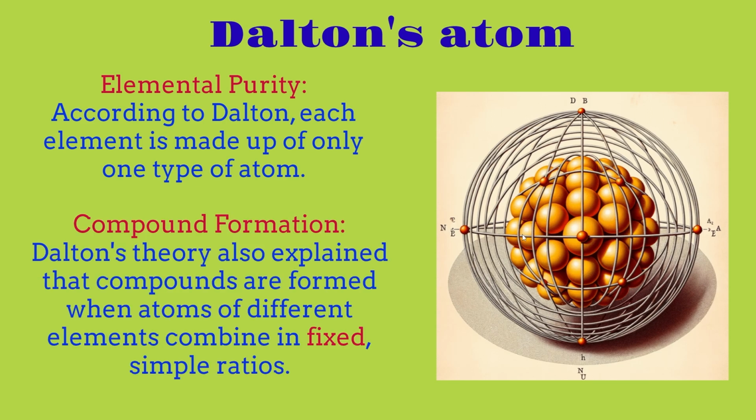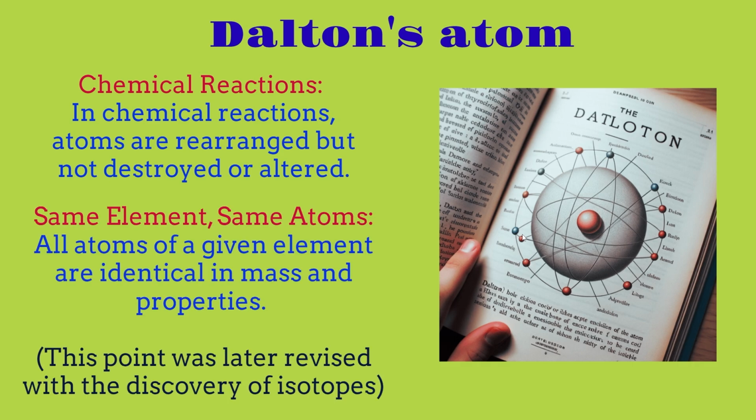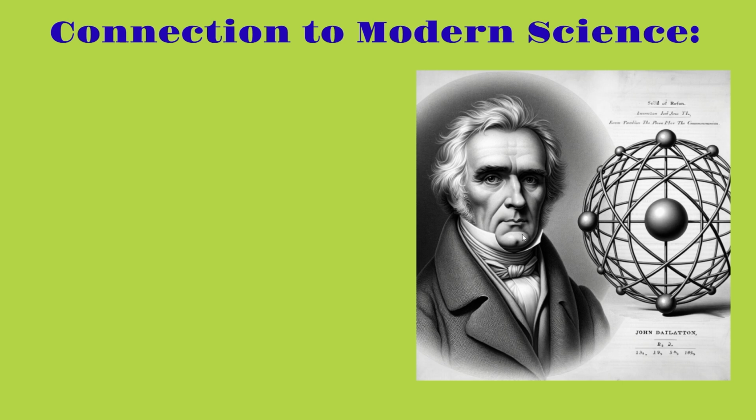For compound formation, Dalton's theory also explained that compounds are formed when atoms of different elements combine in fixed, simple ratios. For chemical reactions, atoms are rearranged but not destroyed or altered. And the same element has the same atoms, meaning all atoms of a given element are identical in mass and properties. This point was revised later with the discovery of isotopes, because we now know that even the same element might have atoms with different mass. These 4 points are part of Dalton's atomic theory, and he was basically the first one to give a huge understanding about atoms.